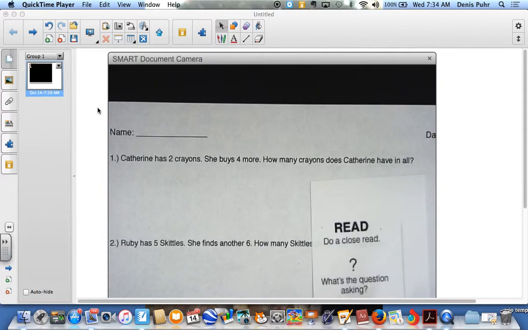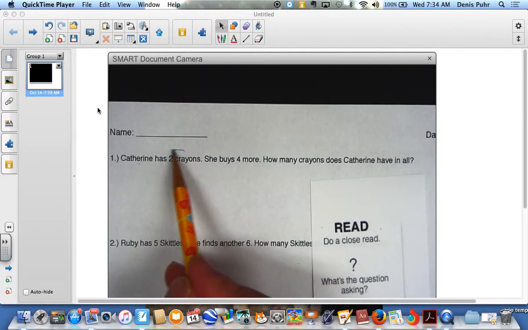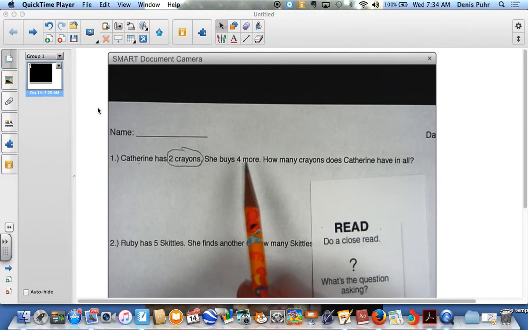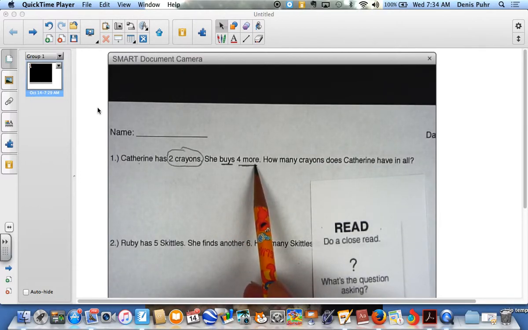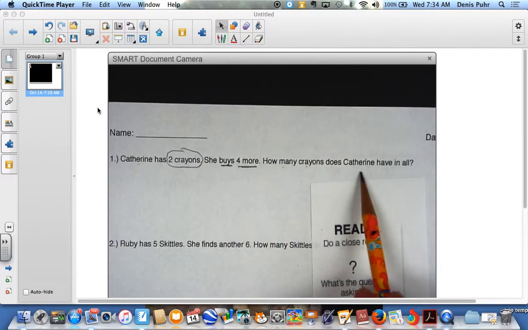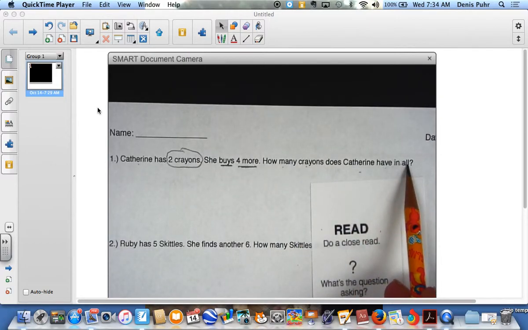Catherine has 2 crayons. She buys 4 more. How many crayons does Catherine have in all?